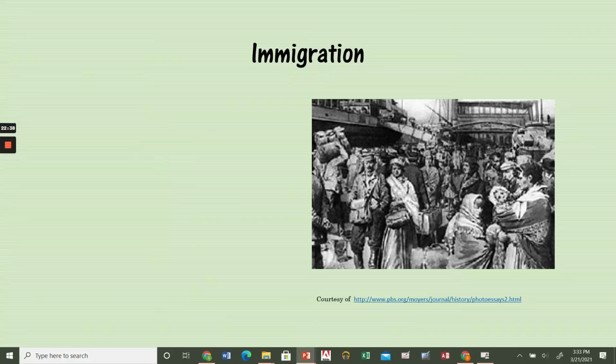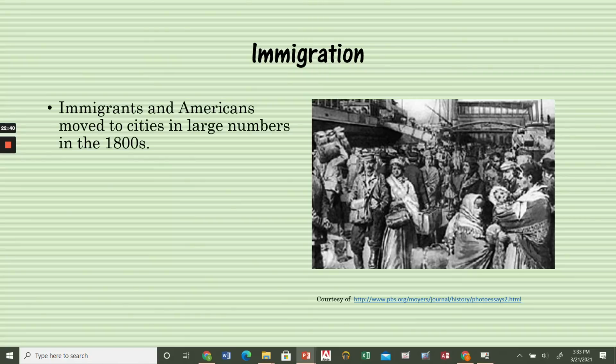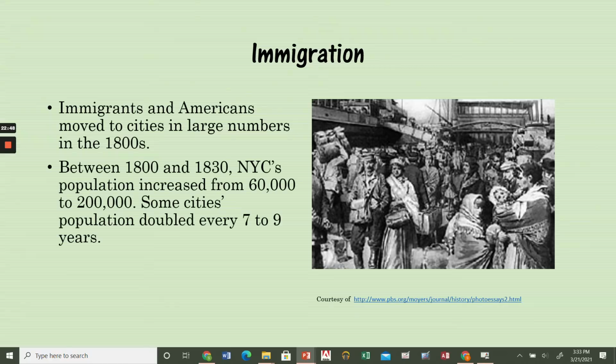All right, so what was the effect of immigration in America? One, both immigrants and Americans were moving to cities in large numbers in the 1800s. For instance, you had a 30-year period in New York City where the population went from 60,000 to about 200,000. Okay, so it more than tripled.